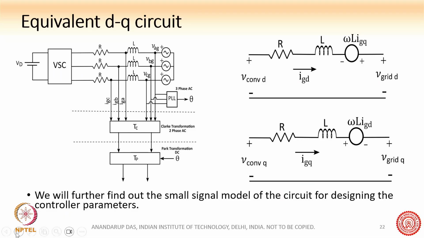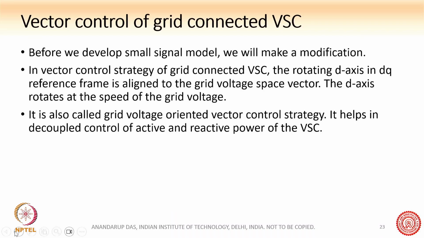Although this is intuitively understood, we have to first develop the small signal model of the circuit for designing the controller parameters, and we will do this. Before we develop the small signal model, we will make a slight modification. What is the modification that we will do? This modification is called the vector control of the grid connected VSC.